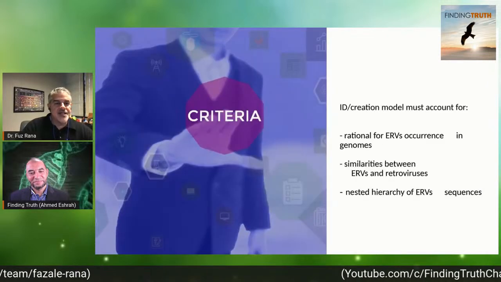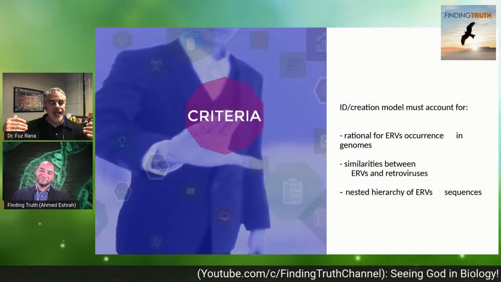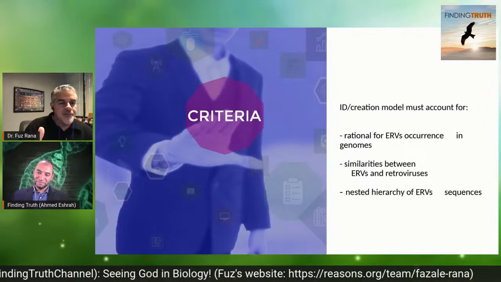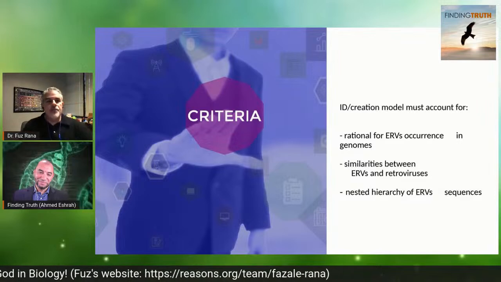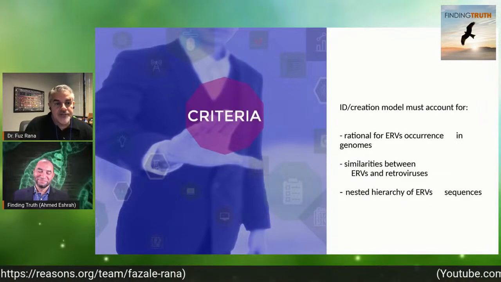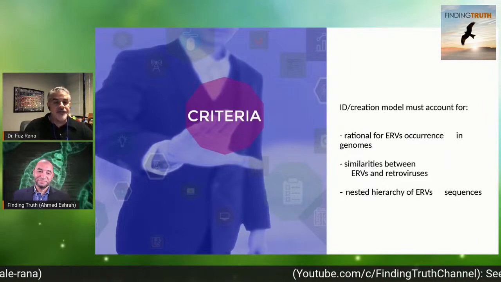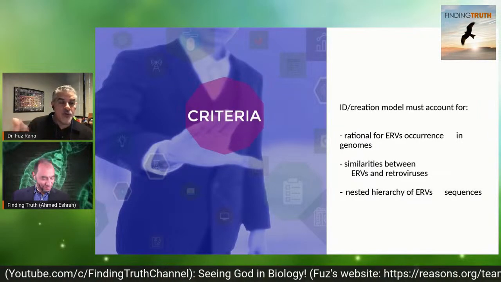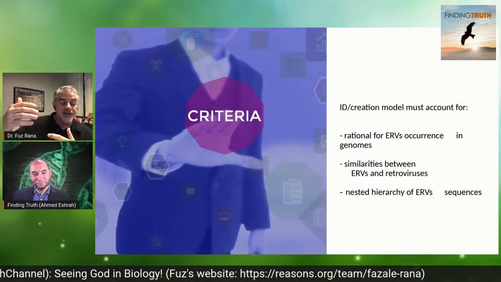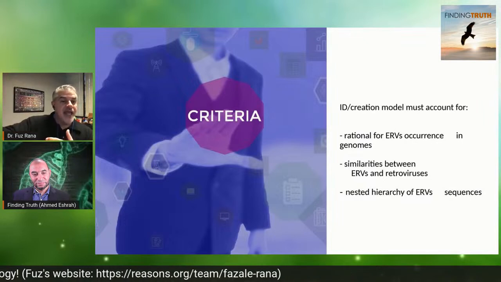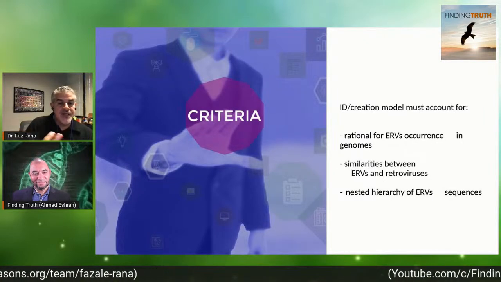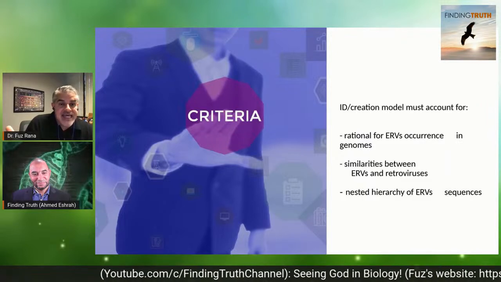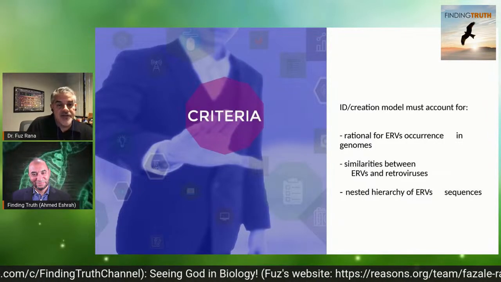And just to summarize, if we are going to present an ID model for the occurrence of ERV sequences in genomes, and I love your point that the ERV nomenclature already predisposes us to seeing this in evolutionary terms, as opposed to seeing this as a design element, we'd have to explain why these sequences are there. Well, they're functional. And the more that we're learning about them, the more functional roles we're beginning to accrue, and the similarities between these ERV sequences and retroviruses is essentially explained, because that's critical to their functional role, particularly as part of the innate immune system.